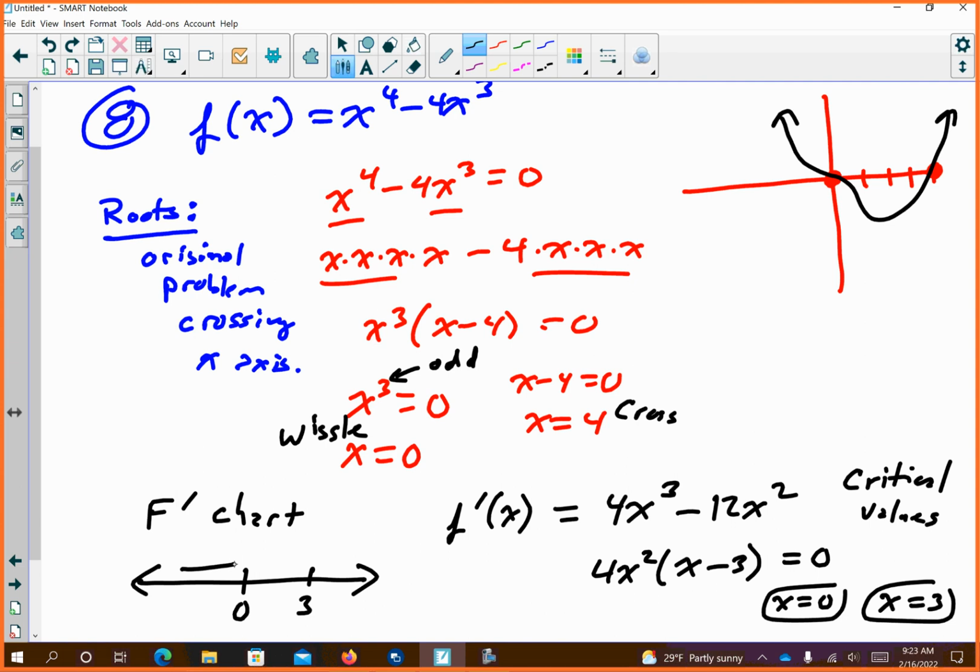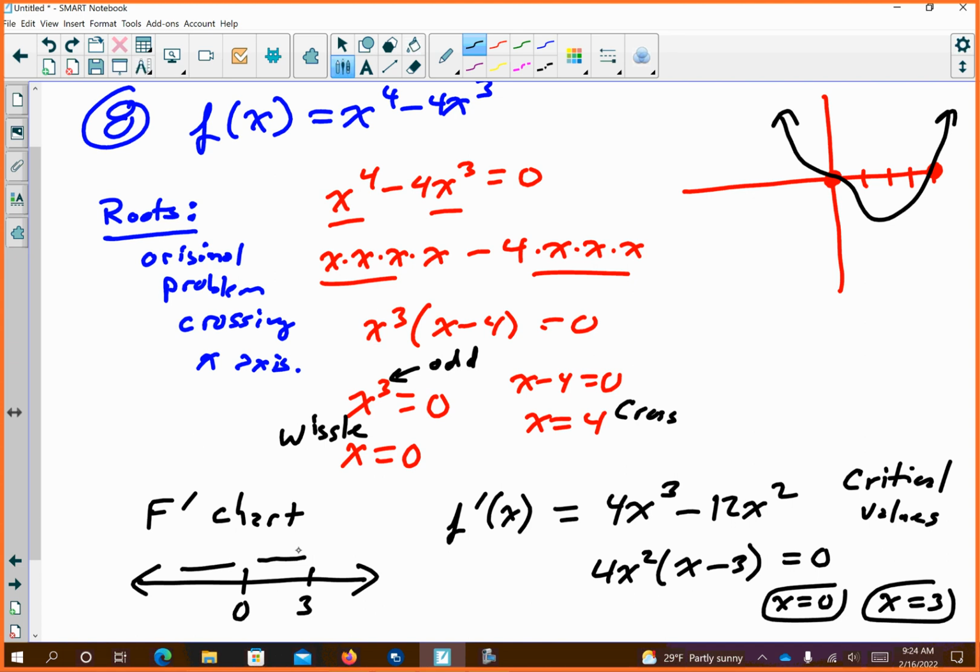And then I'm going to find a value in between 0 and 3. So let's pick 1, somewhere between 0 and 3. So 4 times 1 to the second is a positive number. 1 minus 3 is a negative number. Positive times negative is negative. So if I have the same exact two signs in a row, that means we must have a point of inflection. Very good. That point of inflection is that wiggle.